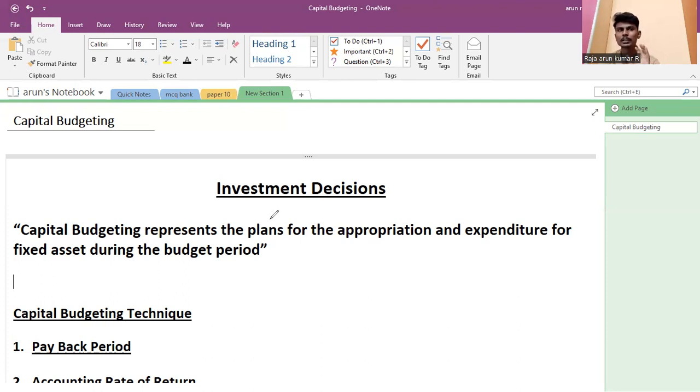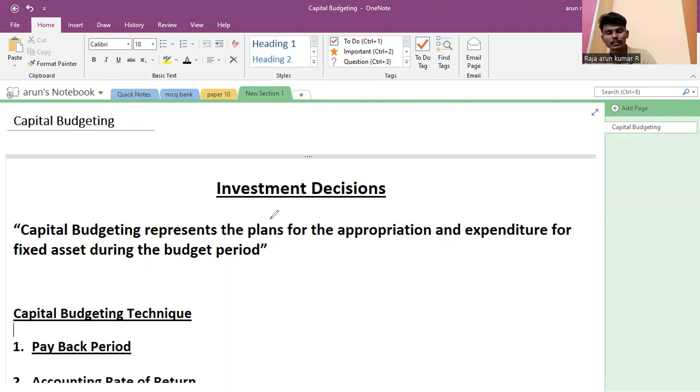That budget for fixed assets and investments is known as capital budgeting. It is not the sales budget, purchase budget, cash budget or working capital management; it is a separate budget for fixed assets and investment. Okay, this is the simple meaning. You create a budget for fixed asset investment using the capital budget. It has some techniques; it contains seven techniques.